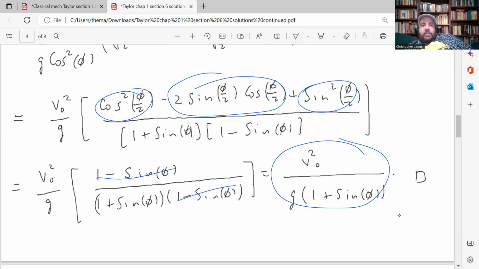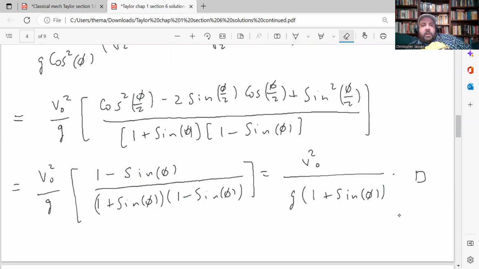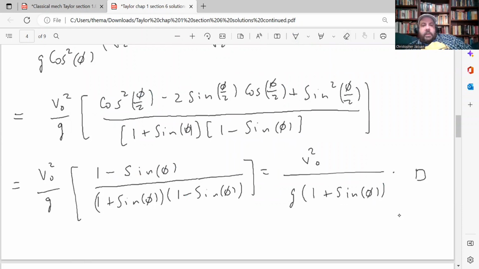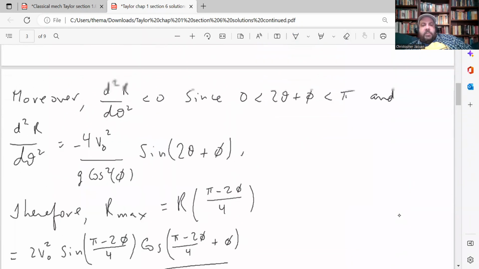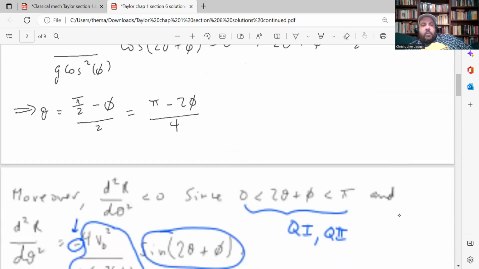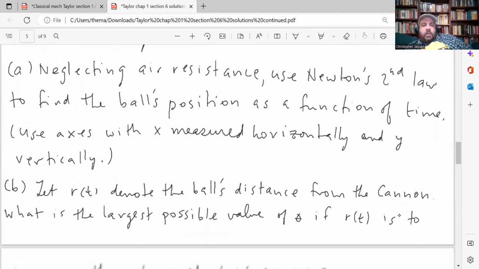All right, so that's that problem. Kind of complicated trig stuff in there in that one, but other than that, not too bad. And also you have to remember your maximization, your optimization stuff from Calc 1. But all right, next problem.